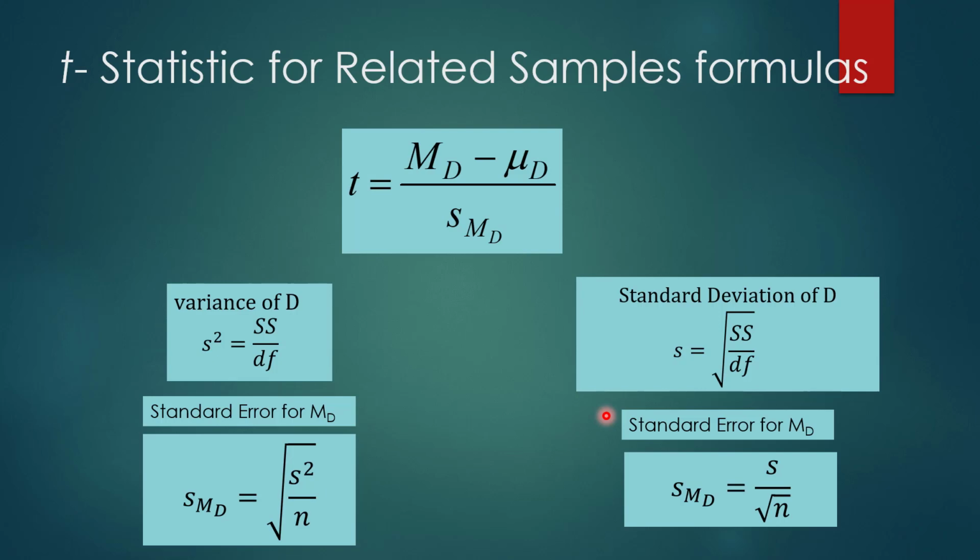And here are the formulas for the related samples t-test. So here is our t formula. Again, very similar, but now we're just talking about difference values. The variance of D is going to be the same formula that we've seen. Standard error for the mean difference, same formula that we've seen. We're just using a slightly different notation here to note which t-test we're discussing.